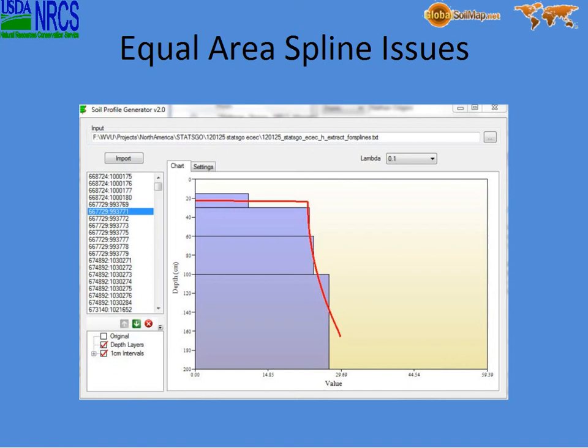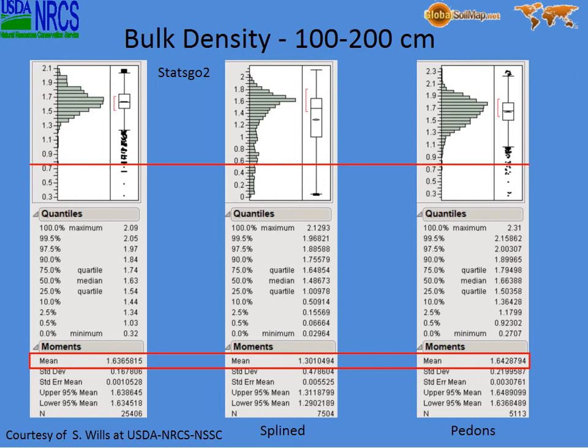Here is a slide courtesy of Skye Wills here at the center. The figure to the left shows the statistics for bulk density from STATSGO2, weighted means. The figure in the middle shows the same statistics and the distribution of bulk density values for spline STATSGO2. You can see immediately the differences in mean values, 1.63 versus 1.3, and the tail in the distribution with bulk density values in the figure in the middle, all the way to zero.